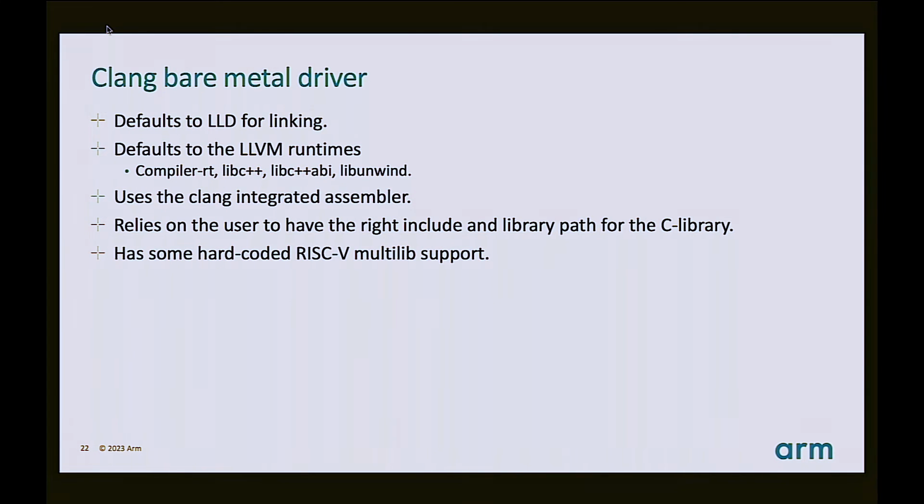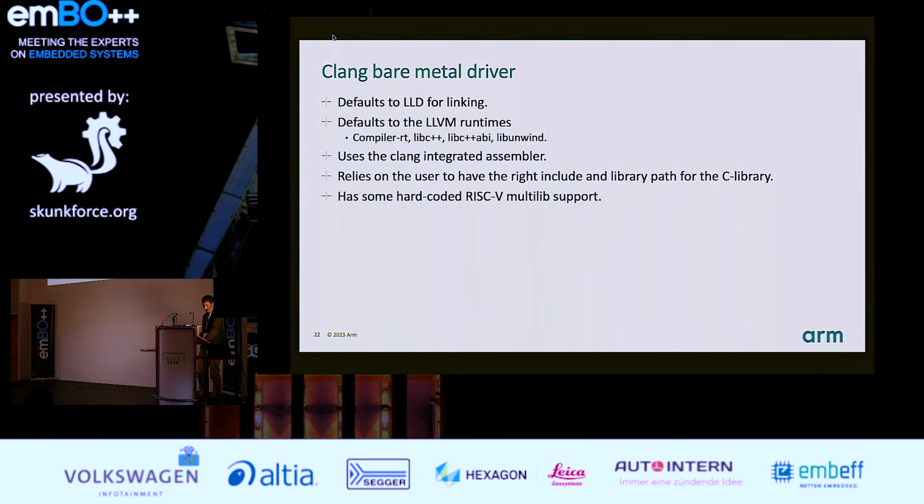So that bare metal driver that we're using defaults to LLD, the LLVM linker. It defaults to the LLVM runtimes. So that's compiler-rt, which is kind of like the equivalent of libgcc, if you're aware of the GCC runtimes. It uses LLVM libc++ and exception unwinding, that type of thing. It always uses Clang's integrated assembler; you don't have a separate assembler like you do in the GNU toolchain. And it does rely on the user to have the right include and library paths at the moment, although that's something that we're hoping to change with multilib support.